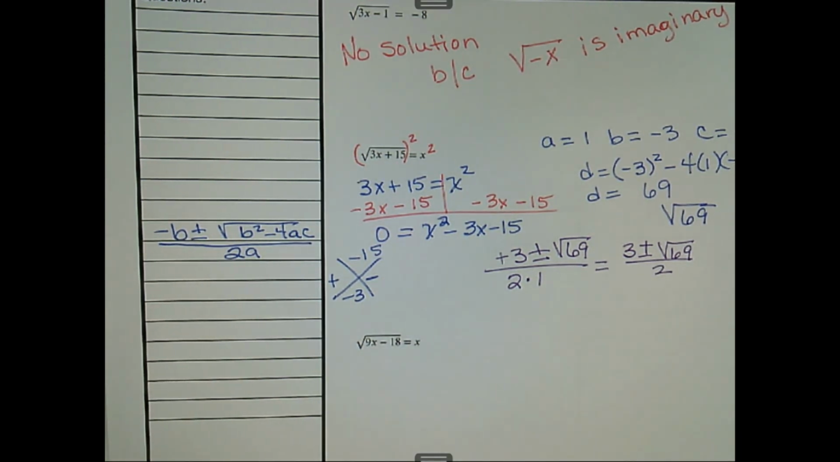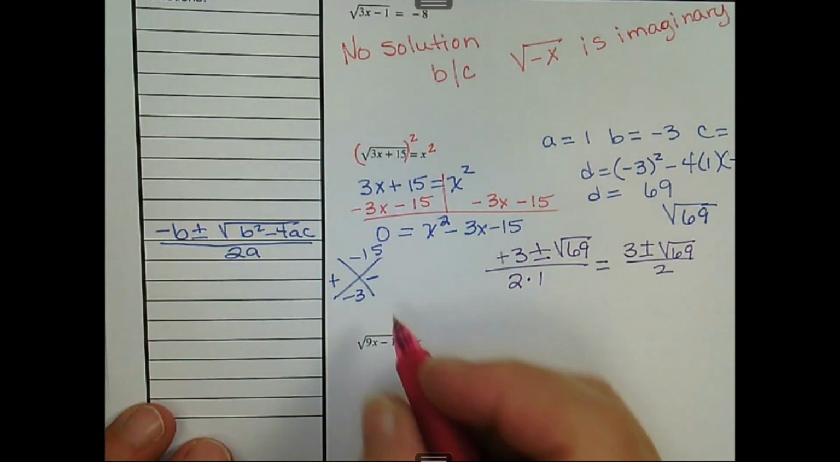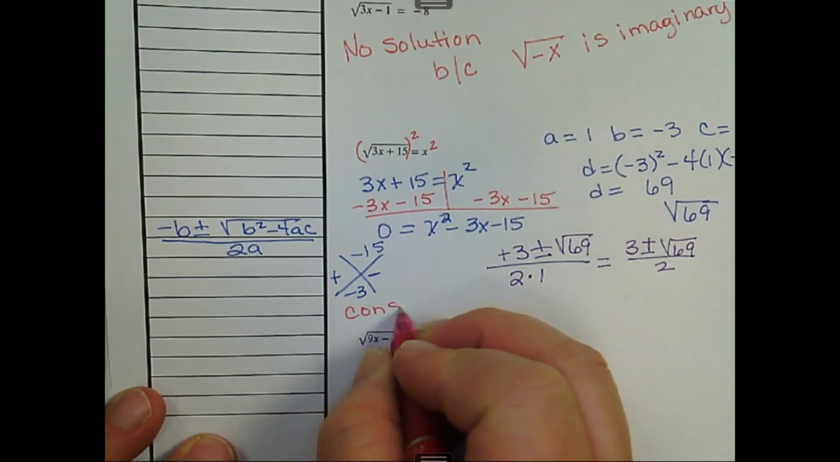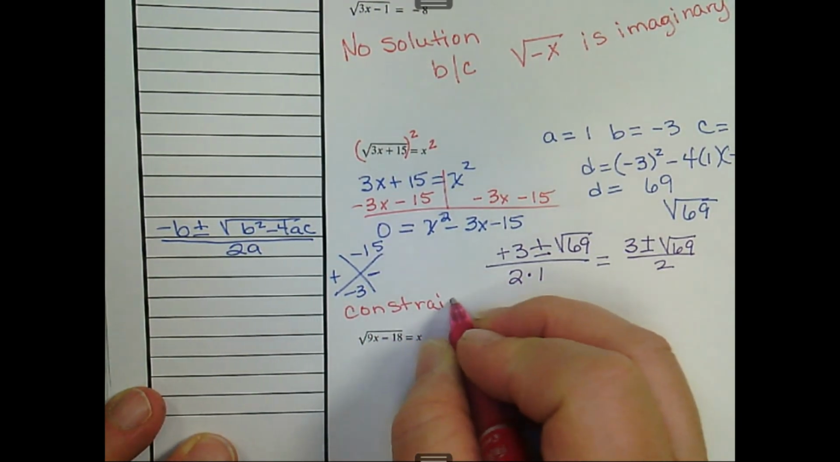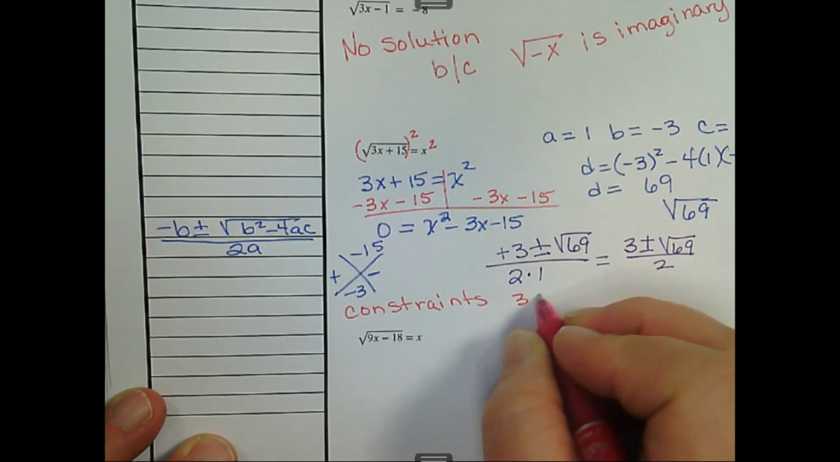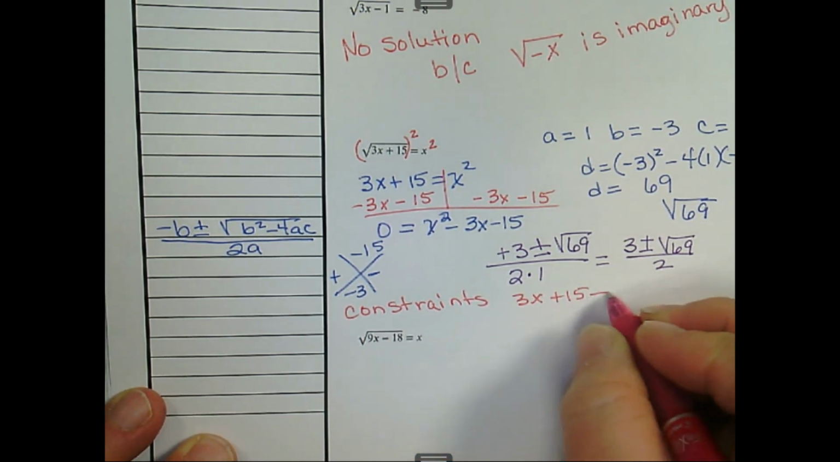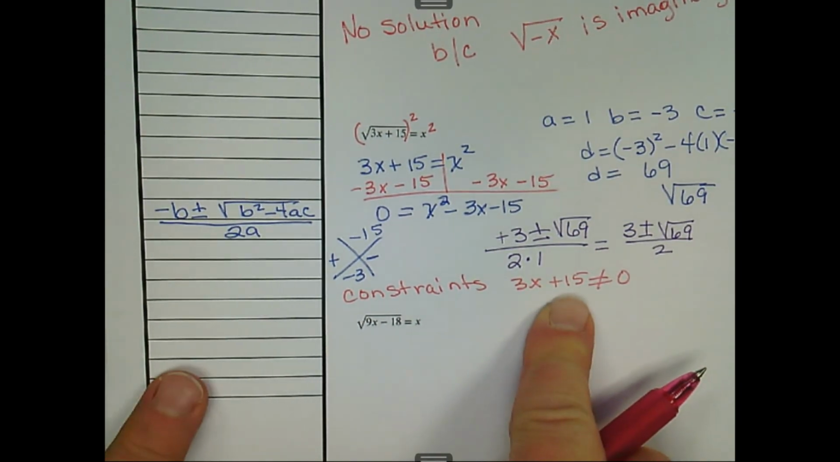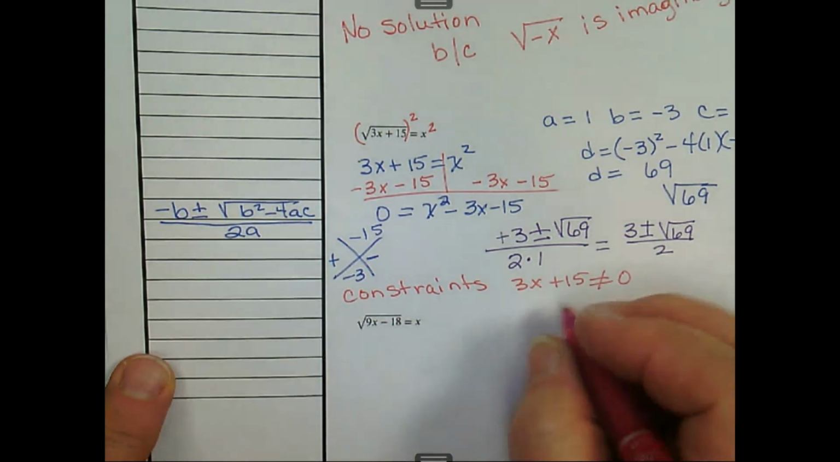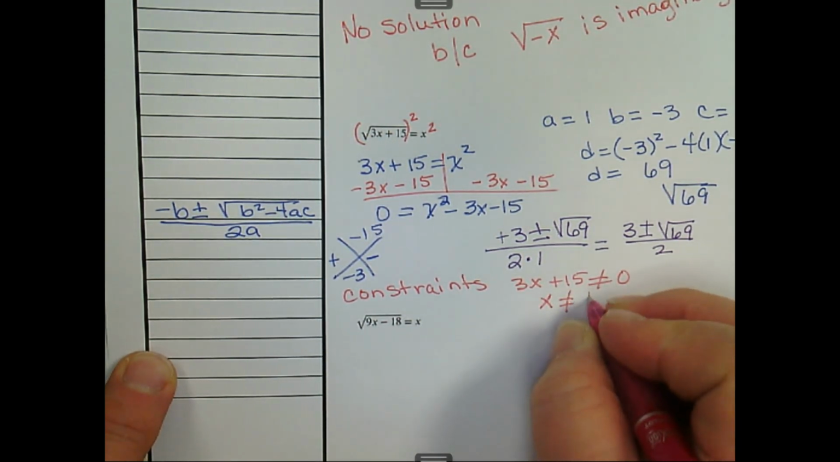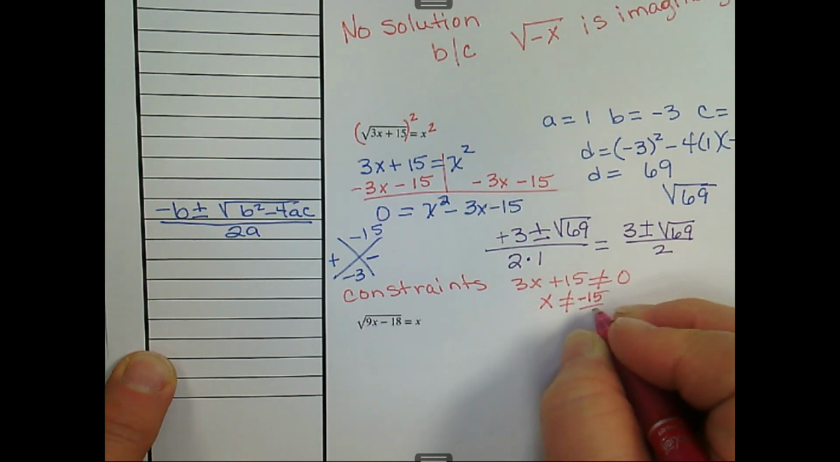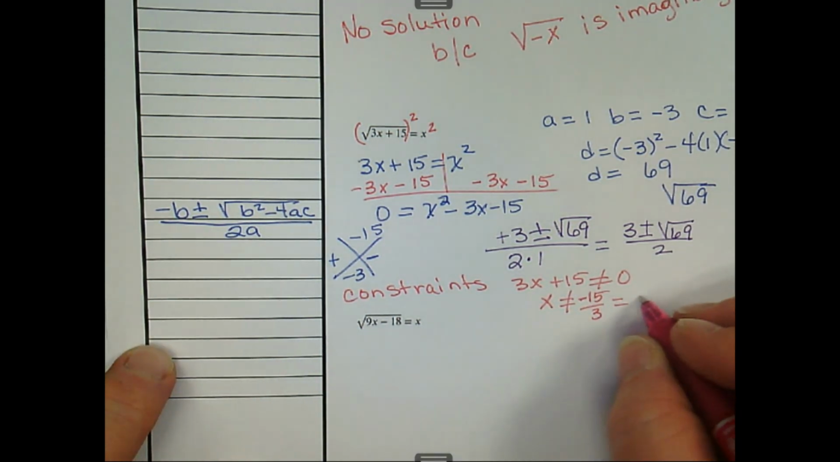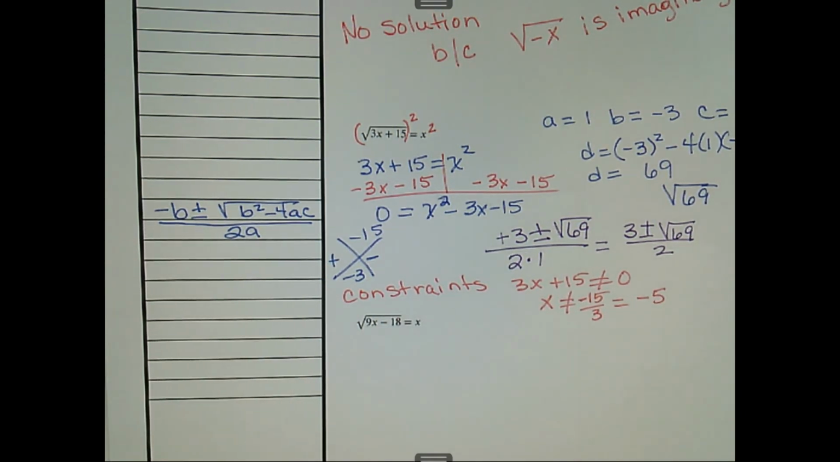Are there constraints? Well, yeah, there are. We know that 3x plus 15 cannot be equal to 0. So if I'm looking at this, I am going to subtract 15 and divide by 3. Negative 15 divided by 3 is negative 5, and we are now done.